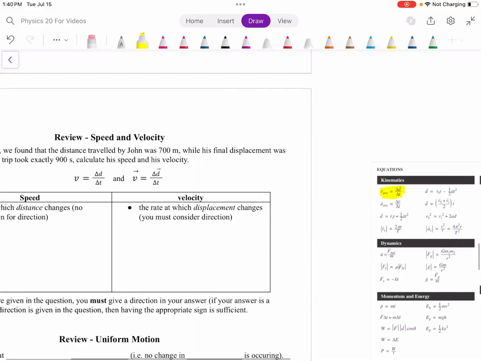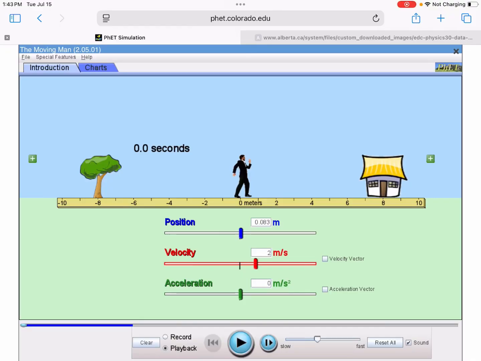Okay, so just to kind of get a quick visual of the concept here, okay? So you can see in red there, I've set this person's velocity to 2 meters per second, okay? This one doesn't let me do speed, but I'll just keep them in the same direction so that speed and velocity, average speed and average velocity are kind of the same thing. So what does that mean? Well, it means that when I press play here, when I allow him to start moving, every second he's going to travel 2 meters, right? His distance or his displacement will change by 2 meters each second.